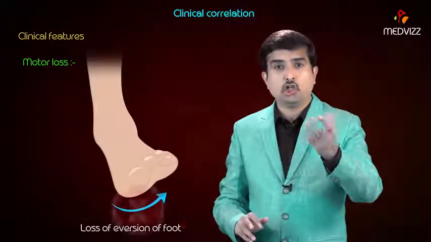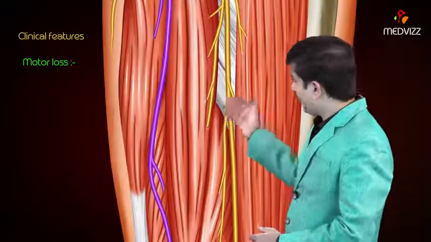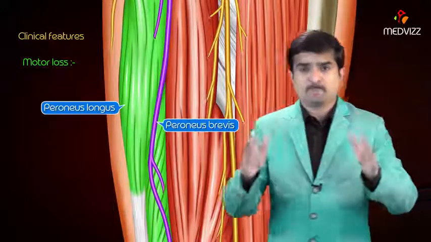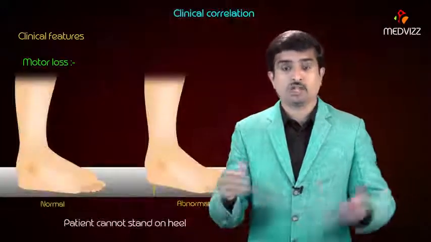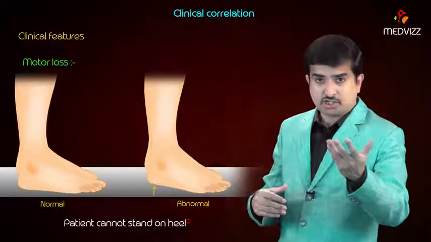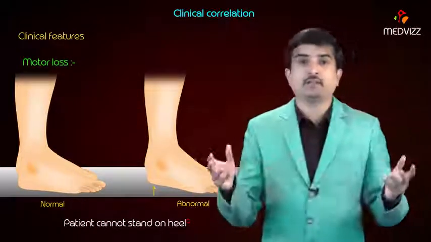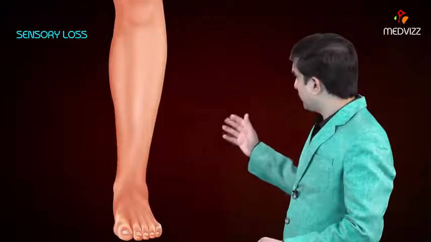And there is loss of eversion of the foot. It is mainly because of the paralysis of the peroneus longus and peroneus brevis, which are important evertors of the foot. And the patient cannot stand on the heel mainly due to paralysis of the dorsiflexors and evertors of the foot. Now let us discuss the sensory loss over here.